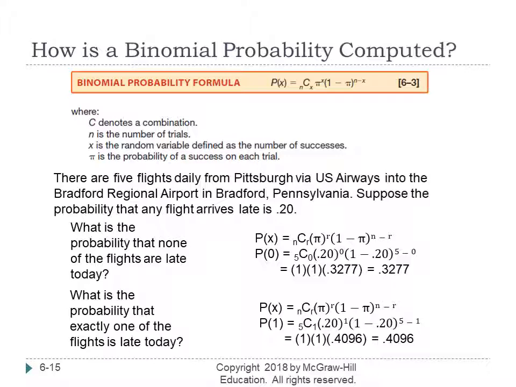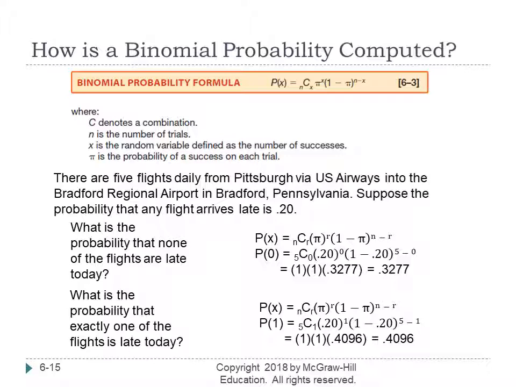Let's calculate another probability. What is the probability that exactly one of the flights is late today? That means we want the probability that x is equal to 1. This is 5 choose 1 times 0.20 raised to the power 1 times 1 minus 0.20 raised to the power 5 minus 1.